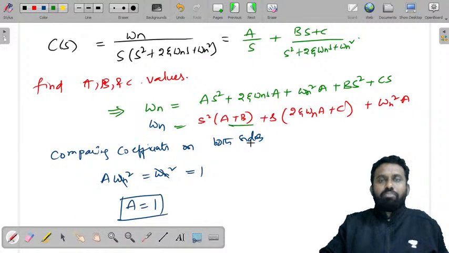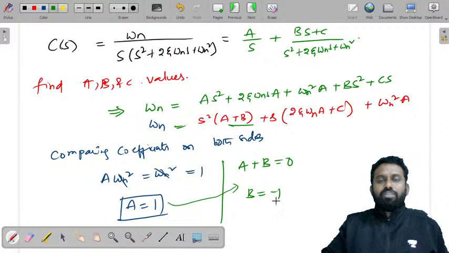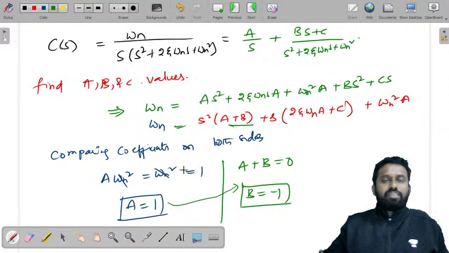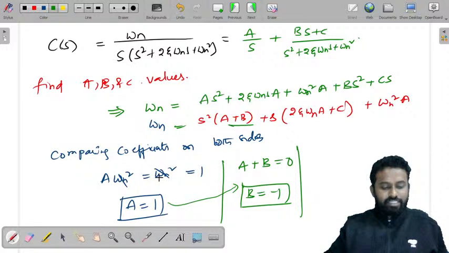Now if you compare the s square term, A plus B, you do not have anything on your left. So you can write A plus B is equal to 0. And you know A is equal to 1. Therefore B is equal to minus 1. Then let's try to find the C value. How do you find the C value?